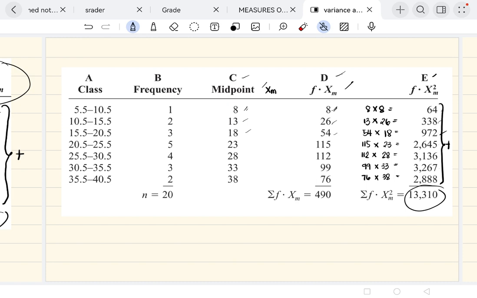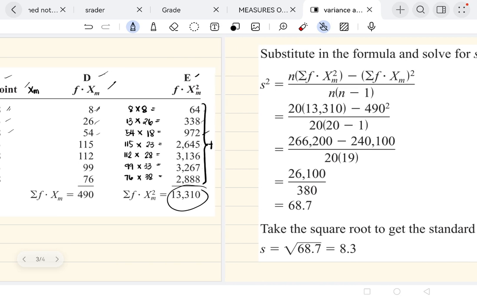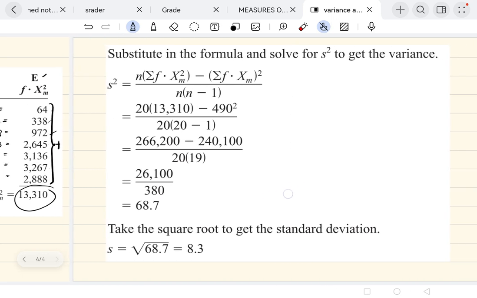So after accomplishing our table, which has the midpoint, the frequency times the midpoint, and column E, which is the midpoint times the frequency times the midpoint, we will now proceed to our formula for the variance. That is S squared equals N times the summation of F times X_m squared, minus the summation of F times the midpoint quantity squared, over N times N minus 1.